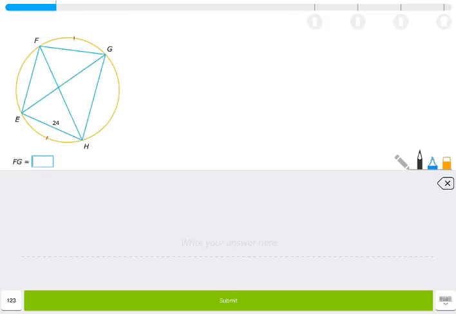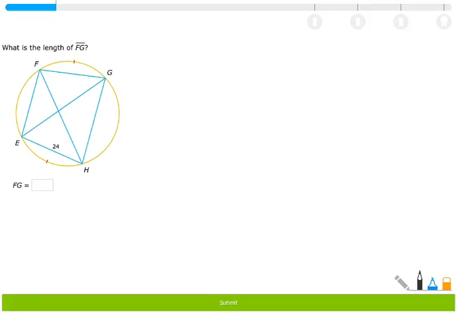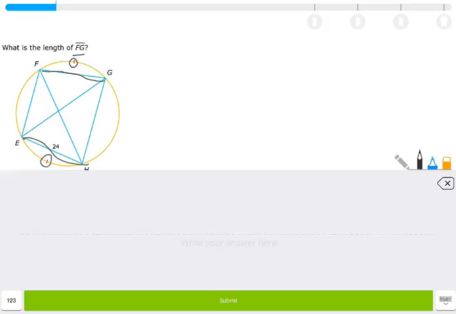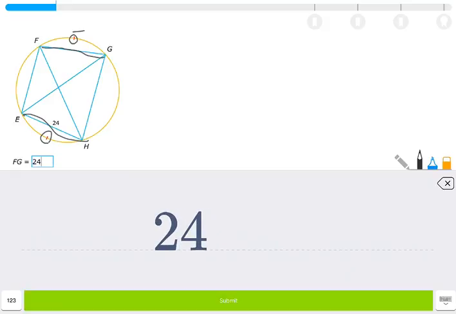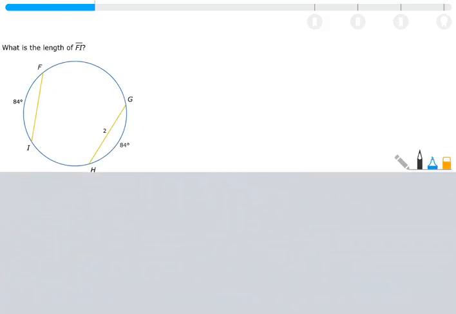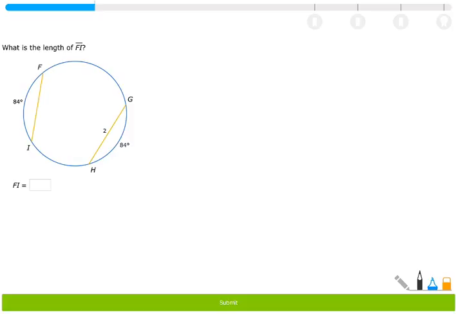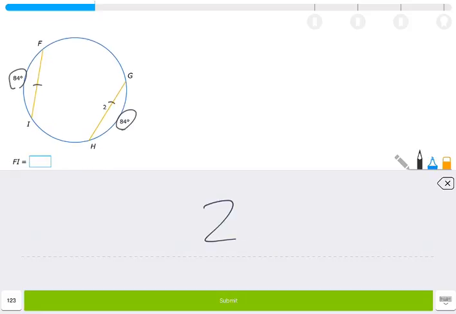Okay, sorry, let's bring this down here. What is the length of FG? Okay, well, we know these two arcs are the same, so that means these two chords must be the same. Also, FG must be 24. Okay, so what is the length of FI? Same as the last one. If the arcs are congruent, then the chords must be congruent. So this is 2.